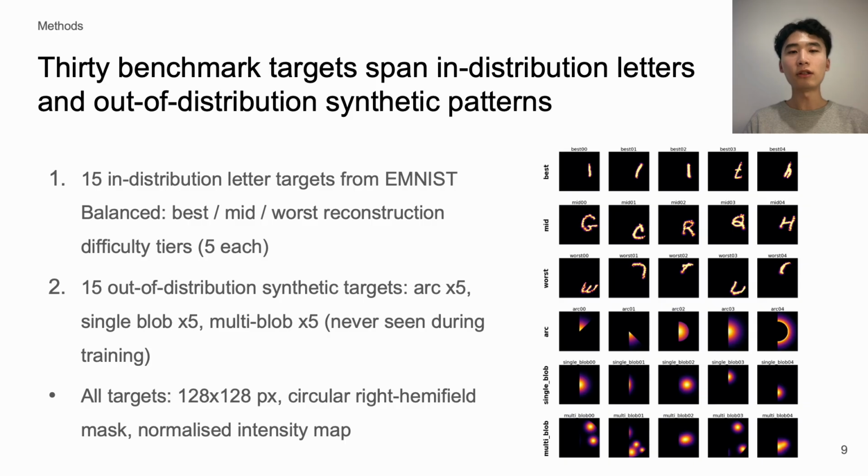Our benchmark has 30 targets, designed to test 2 very different regimes. 15 are in-distribution letter targets from MNIST, split into 3 reconstruction difficulty tiers, 5 each. The other 15 are out-of-distribution synthetic targets the model never saw in training: 5 arcs, 5 single blobs, and 5 multi-blobs. And all targets are square-backgrounded with a circular right hemifield mask. This design deliberately gives each method both favorable and unfavorable ground, rather than collapsing everything into one biased number.